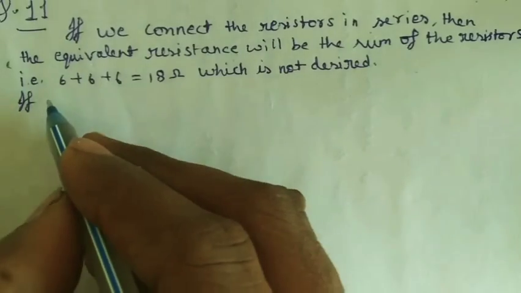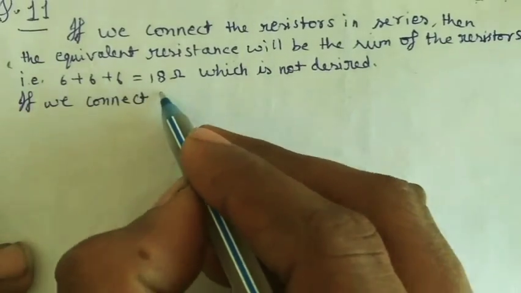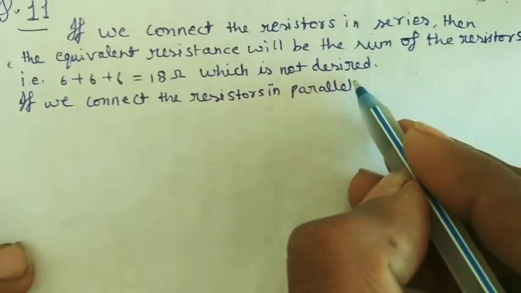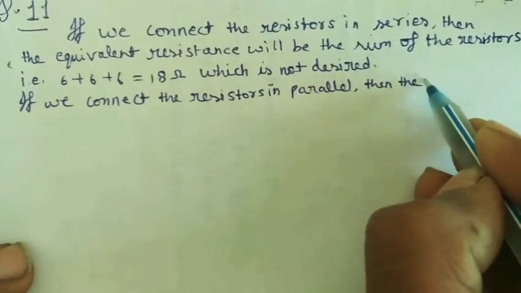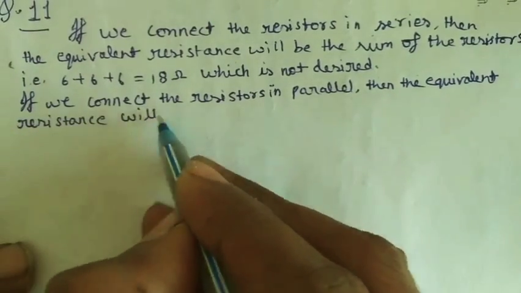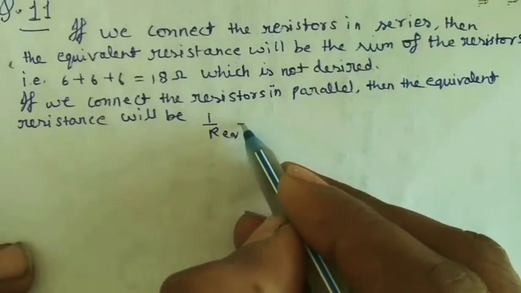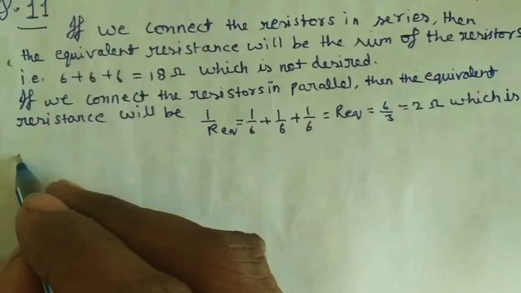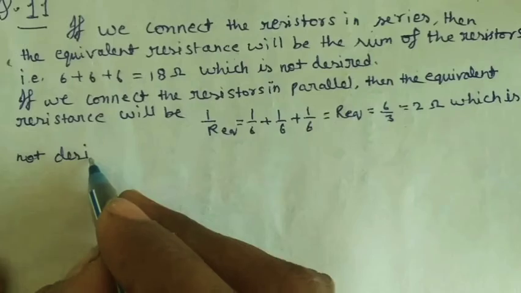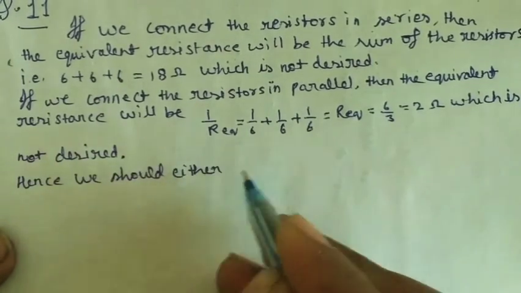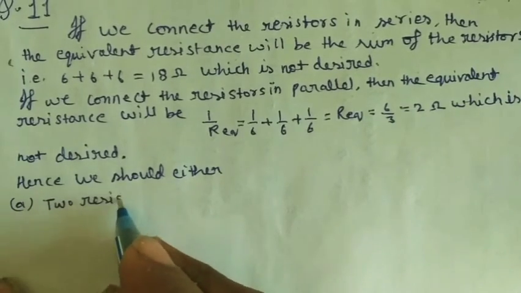If we connect the resistors in parallel, then the equivalent resistance will be 1 by R equivalent is equal to 1 by 6 plus 1 by 6 plus 1 by 6, R equivalent is equal to 6 by 3 is equal to 2 ohm, which is not desired. Hence we should either A. 2 resistors in parallel.